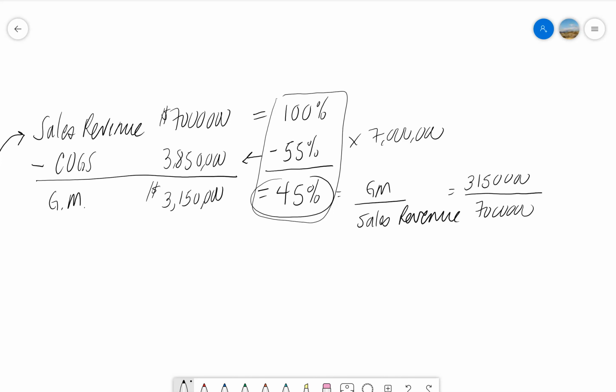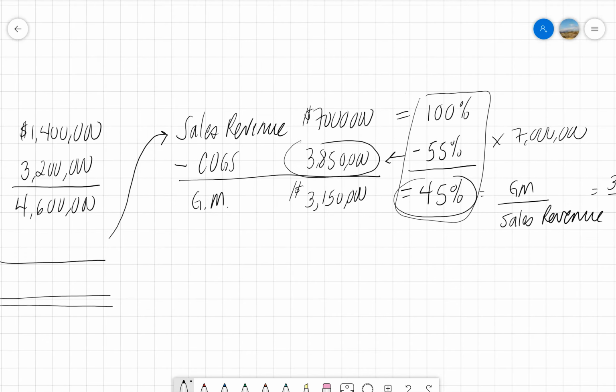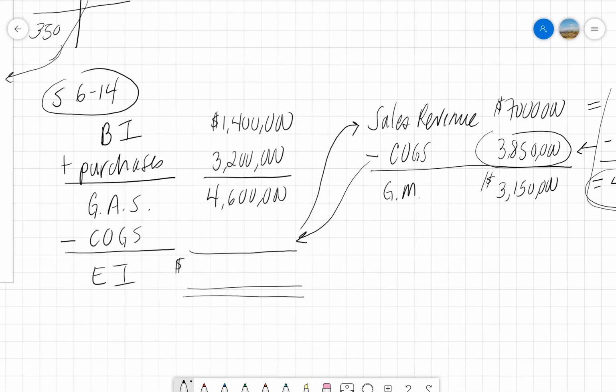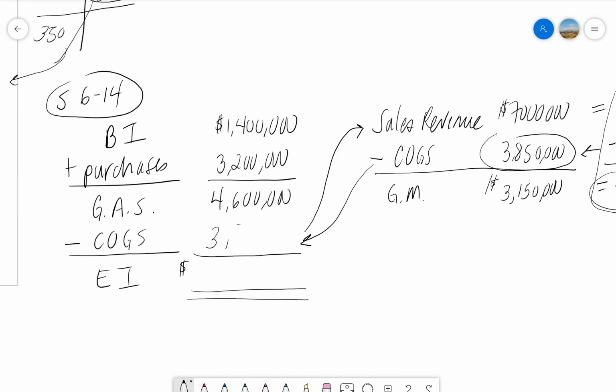So this is the gross margin method, and this is used to first figure out our cost of goods sold. Now that we've figured out our cost of goods sold, we can bring that number back to our calculation here and then figure out what our ending inventory is. So our ending inventory for starter 6-14 is 750,000. So that's an example of the gross margin method to estimate ending inventory.